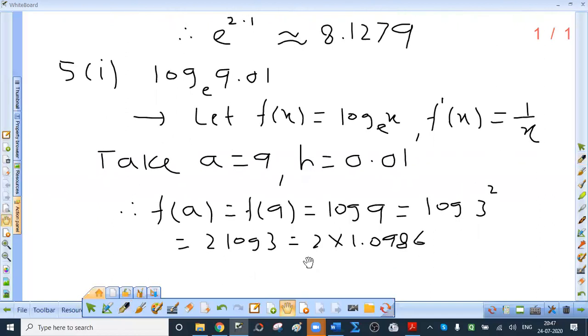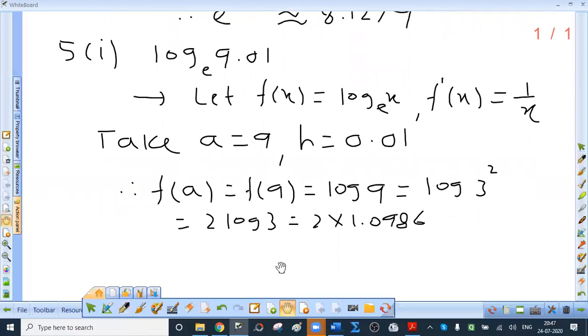1.0986. So find the value. Then f dash of a. What is f dash of a? It is nothing but 1 upon x. I'm sorry, not 1 upon x. It is 1 upon a, I must write. So f dash of a is 1 upon a, but a is 9, so 1 upon 9.